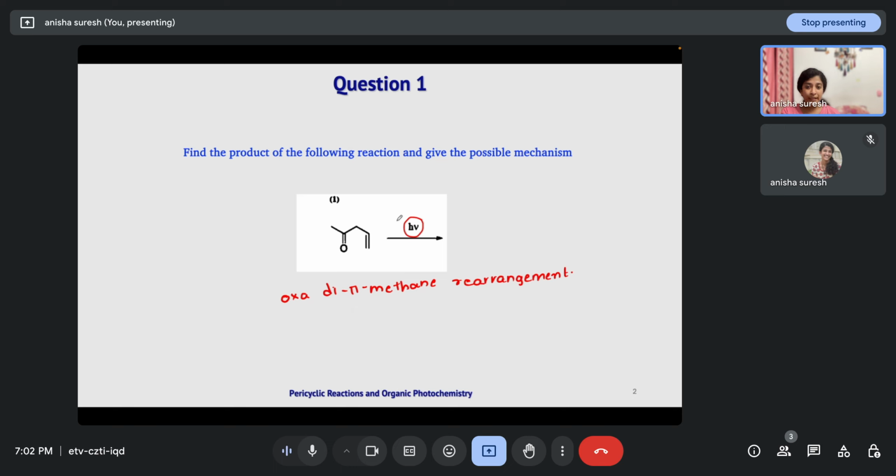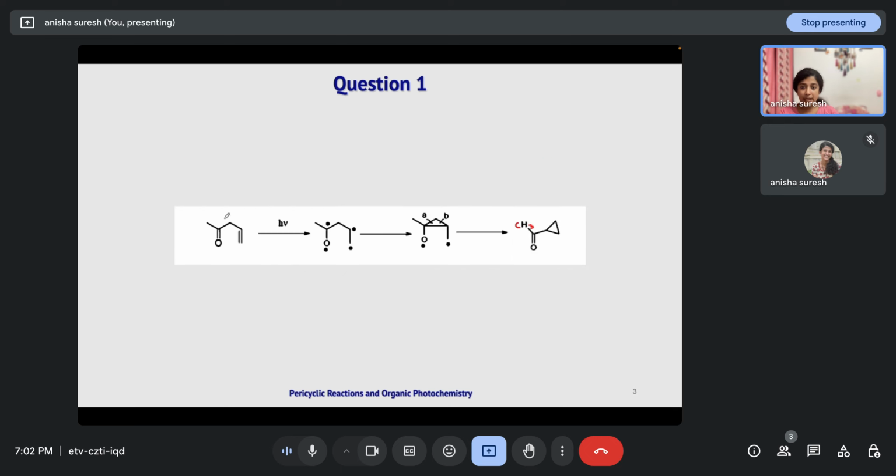Upon photochemical irradiation, this carbonyl will get excited and form an O radical and a carbon radical. Then that carbon radical will react with this alkene, resulting in the formation of a cyclopropane and a primary radical. Then this O radical will react with the cyclopropane, resulting in bond breakage and formation of another primary radical, which will recombine with this primary radical, resulting in the formation of a cyclopropane. So we will see the mechanism in detail.